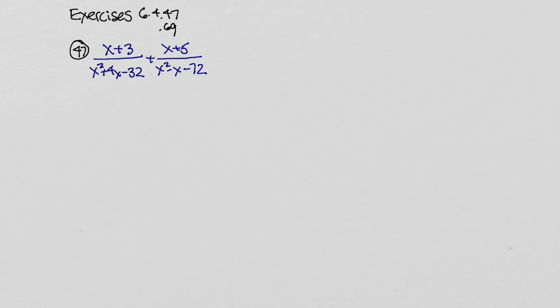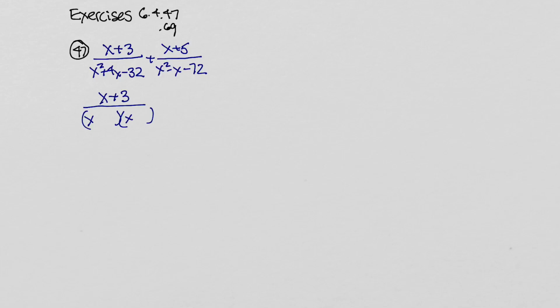Now in this one, number 47, we can see that we've got two fractions with different denominators. So we're going to begin by getting the LCD, and we know we do that by factoring these two denominators. So let's do that. Let's just rewrite them completely. We'll get x plus 3 over, all right, how about x and x?